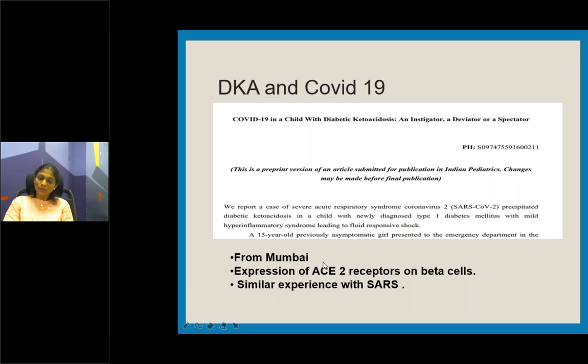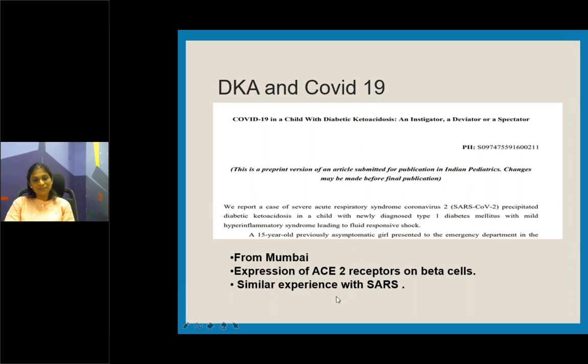Here they say that we all know that ACE2 receptors are expressed on beta cells, and this SARS-CoV-2 virus has a predilection for this receptor. When the virus binds to these receptors, they destroy the beta cells, leading to insulin deficiency, and they tilt the balance. In these children, the HbA1c is usually high, which means that type 1 diabetes had already set in and was not being diagnosed, and this viral infection tilted the balance, and they presented with a DKA, severe DKA.